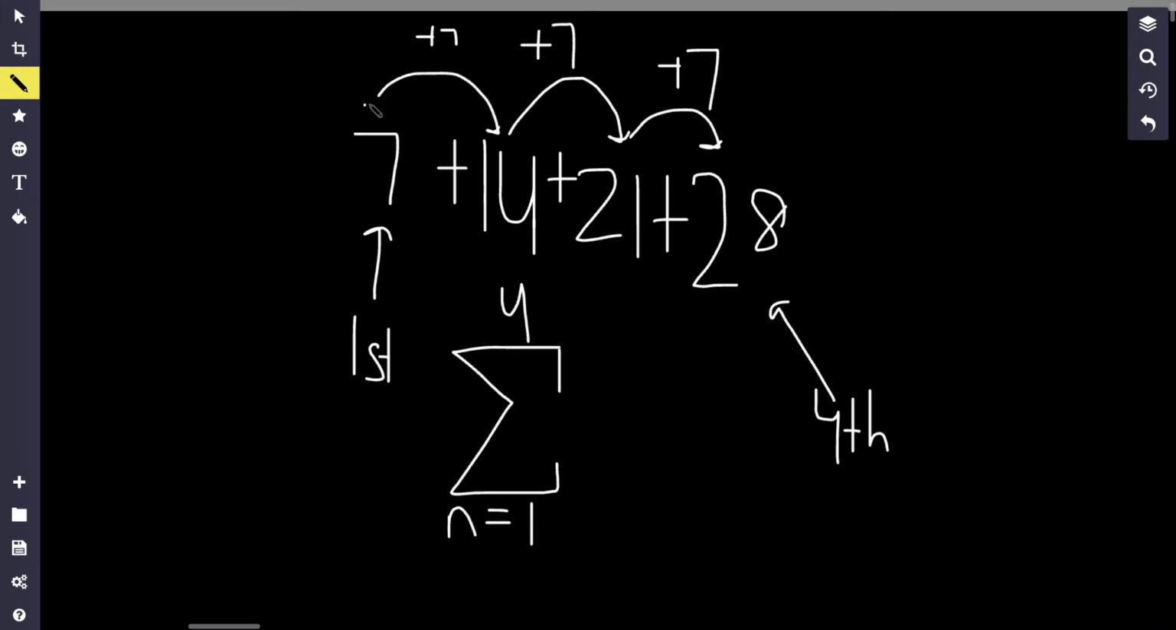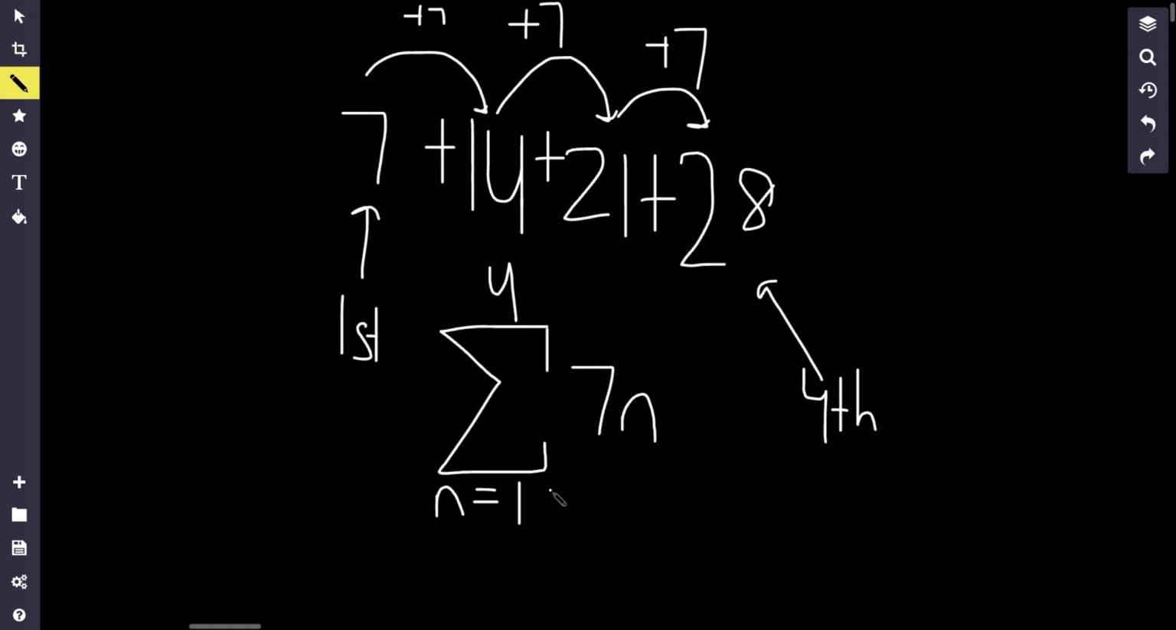Now, because I'm doing multiples of 7, notice how these are multiples of 7. What I can do is just put a 7 in here, because as n increases, we're going up by multiples of 7. And this is actually the answer. Notice how when you plug in n is equal to 1, you get 7 times 1, which is just 7. If we plug in n is equal to 2, you get 7 times 2, which is 14, which matches this term. And you're adding all of these terms together up to the 4th term.